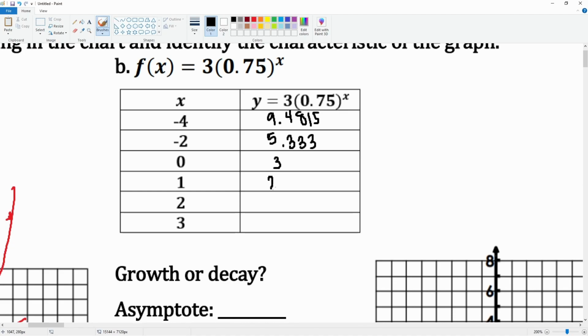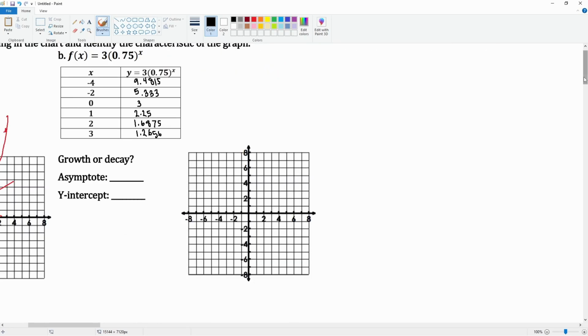1 gets you a 2.25. 2 gets you a 1.6875. And a 3 gets you 1.2656. And again, the numbers are getting smaller, so this is going to be a decay.